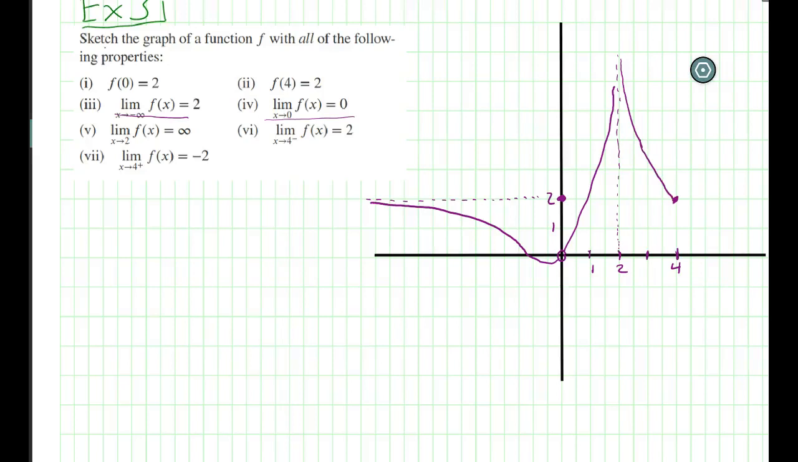But on the right, the limit as x approaches 4 from the right side is negative 2. So that means that if you plug in 4.1 or 4.01, you should be getting closer to where y is negative 2. And it doesn't say anything about the limit as x approaches positive infinity, so that can be anything you want. I'm just going to have it wiggle around a little bit. Okay, so that looks like this now has all the properties it needs. So let's keep going.